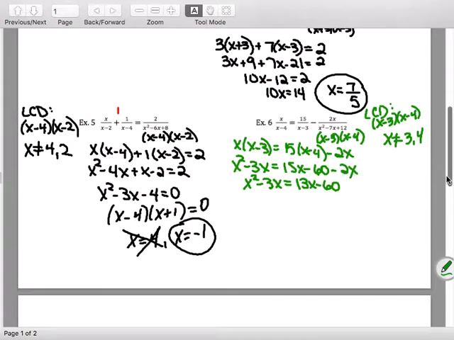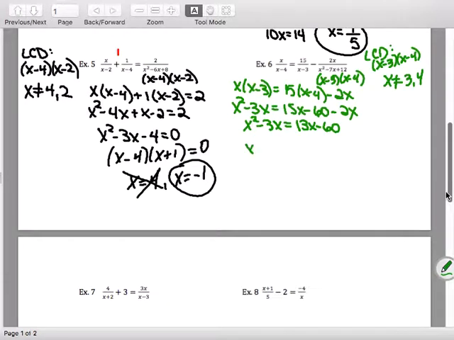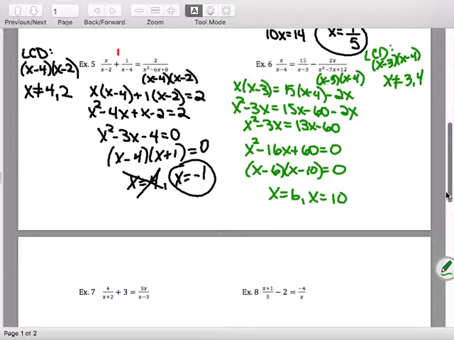When I notice that it's an x squared, that's a tip-off that it is quadratic, and I'm going to try to get everything on one side equal to 0. That's what we did back in chapter 4. So this one factors pretty easily. x minus 6, x minus 10. I check it against my restrictions.